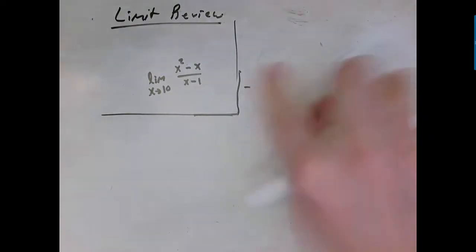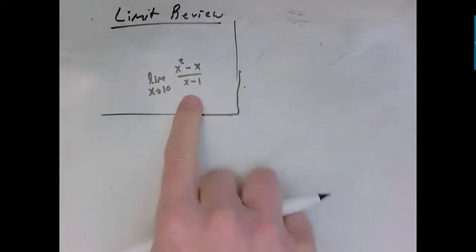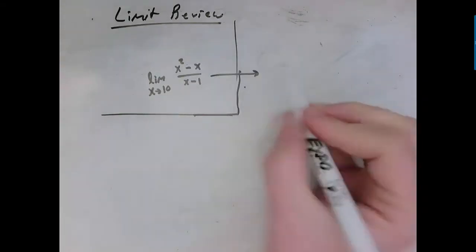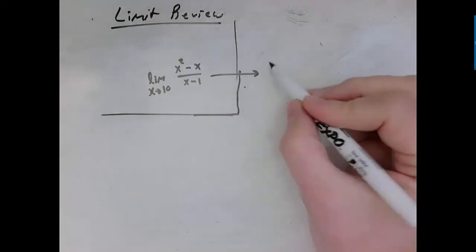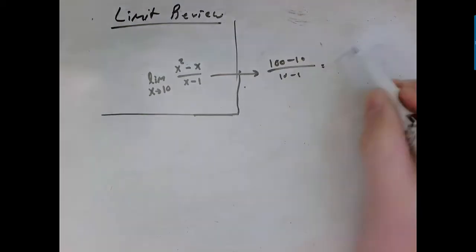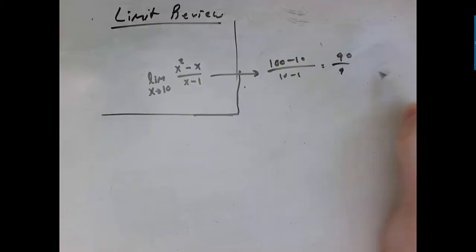So in this particular case, same function, we've still got the discontinuity at x equals 1, but I'm not interested in what's happening as we get closer to 1. I want to know what happens as we get closer to 10. So there's just no problem at all here. I can plug in 10. I get 100 minus 10 over 10 minus 1. So that's 90 over 9. Ta-da! I don't know why I put a box around that one, which simplifies as just 10.